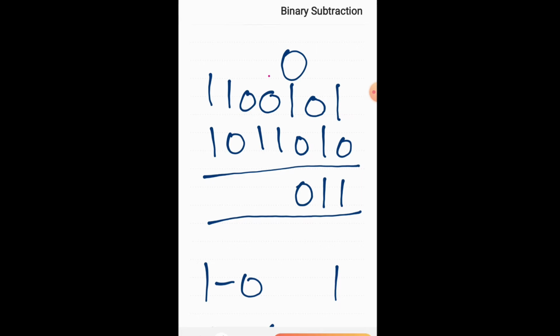Then again we have the odd one situation, 0 minus 1. So 0 minus 1 is 1, and now this becomes 1. Why? Because through this, the borrow was given to the neighbor. So 1 minus 1 is 0, and as this borrow was given from here, this will become 0. So 0 minus 0 is 0, and 1 minus 1 is 0. That's all about binary subtraction.